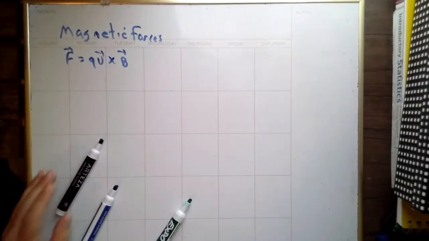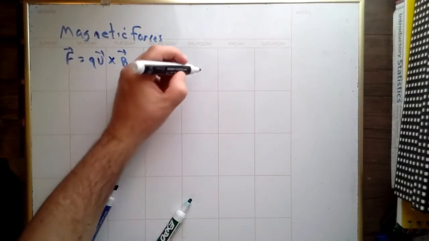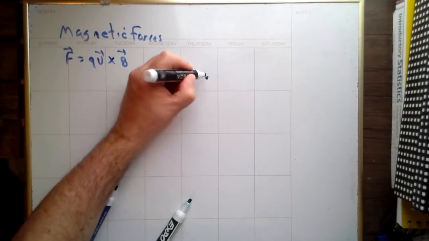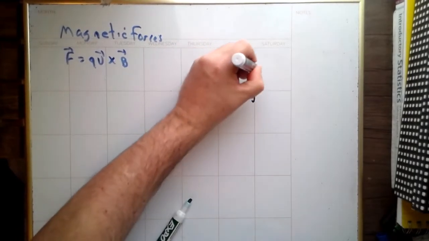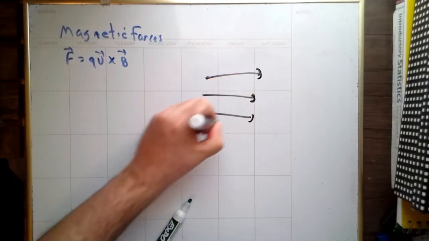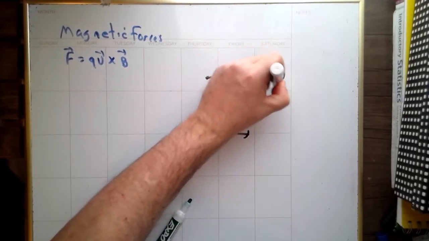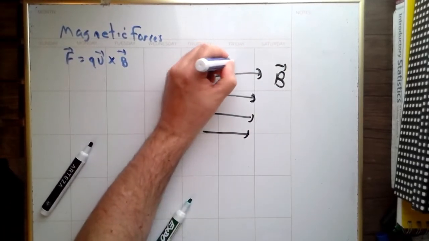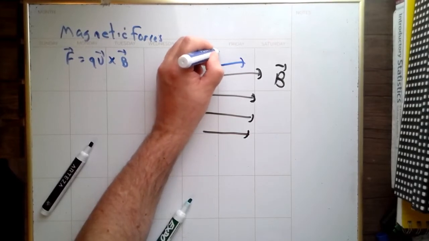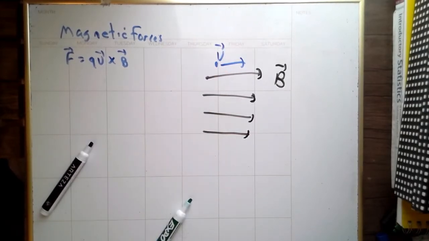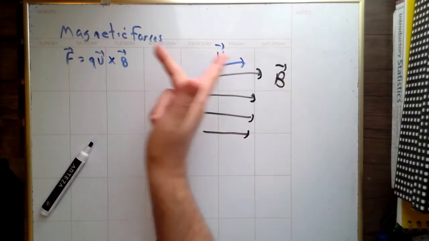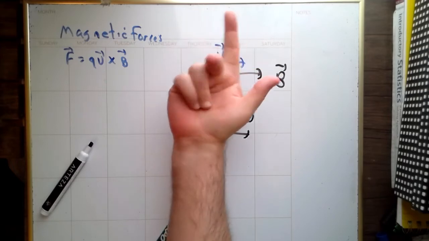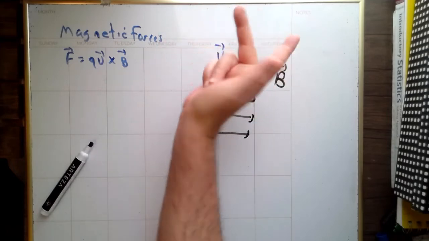Okay. One more. Actually, let's do two more. Let's say B points to the right. And let's say V also is flowing in the same direction. Completely parallel with B. Then I'm trying to do this game. I'm trying to go V and I can't. I can't point my middle finger towards B no matter what I do.